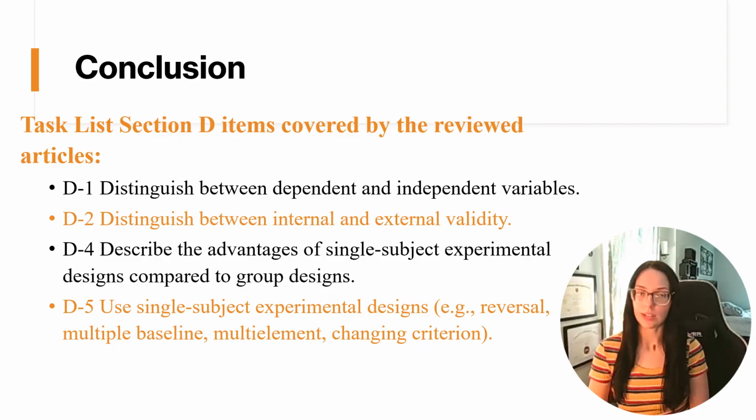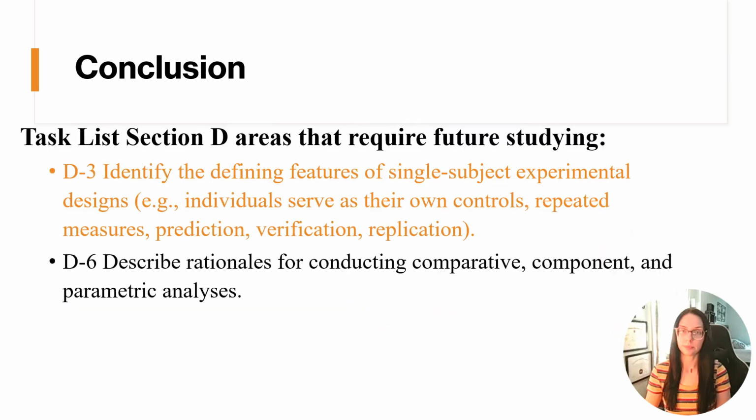In conclusion, the task list section D items covered by the reviewed articles included D1, D2, D4, and D5. In addition, future implications from the research that I conducted include the need to conduct additional research regarding the defining features of single-subject experimental design and the rationales for conducting comparative, component, and parametric analyses.